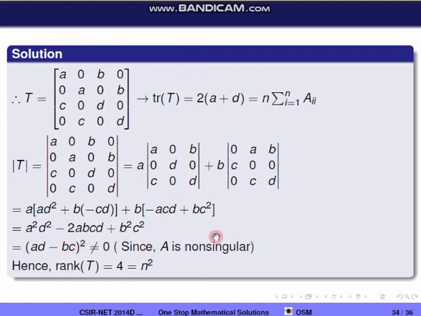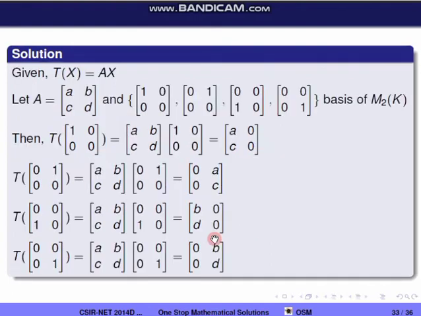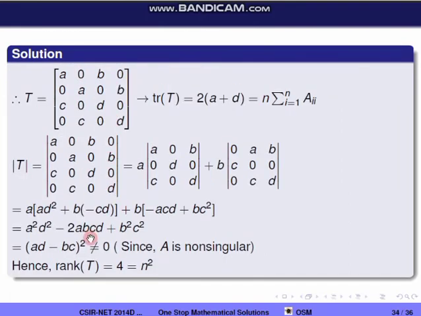We have given that A is non-singular, so determinant of A will be not equal to 0. So determinant is AD minus BC, which is not equal to 0. So its square of that number will also be not equal to 0. So we got determinant T not equal to 0. If determinant T is non-zero, then rank of T is the order of the matrix. So that is equal to 4. So for the general case, the rank of T will be equal to n square.